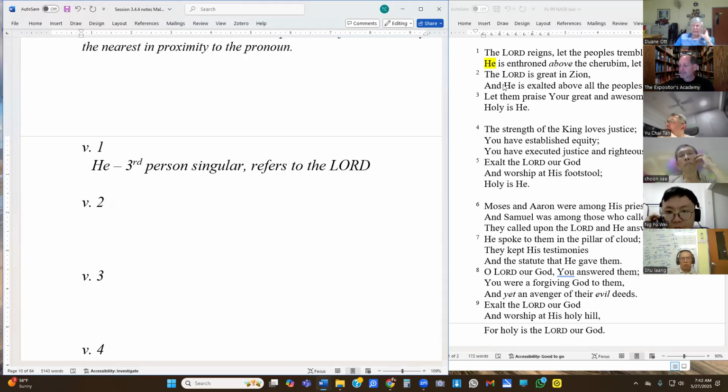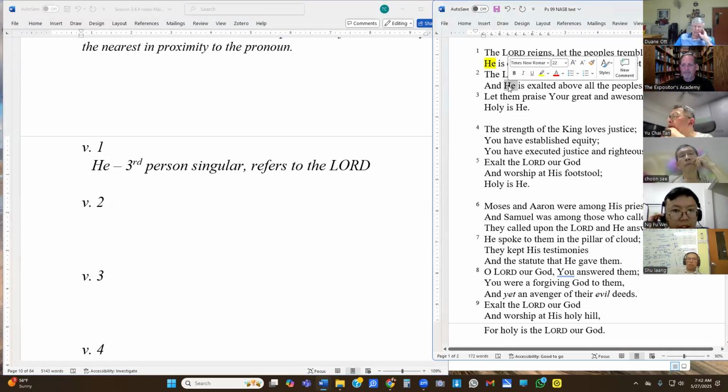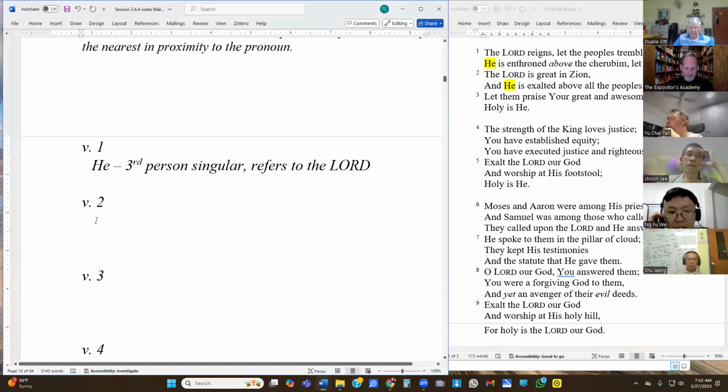Okay, for verse 2, the word he is exalted. The he is the pronoun. Yes. Okay, so yes, third person singular. It refers to the Lord. Yep. Same as verse 1. Okay.